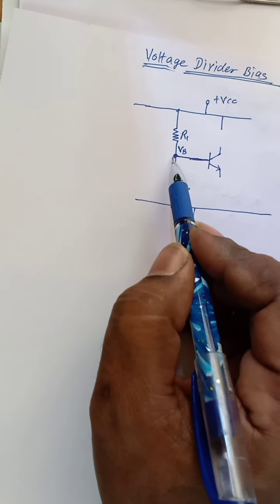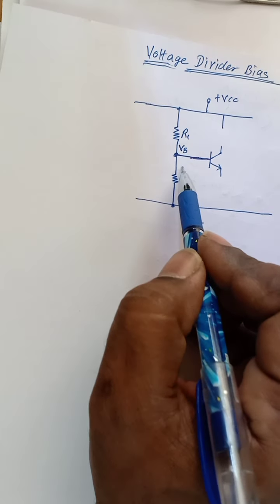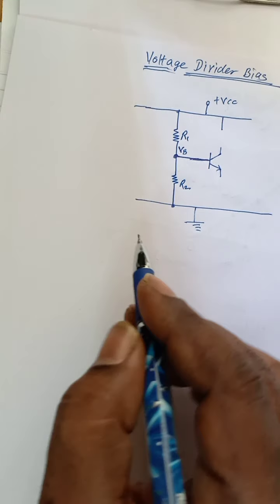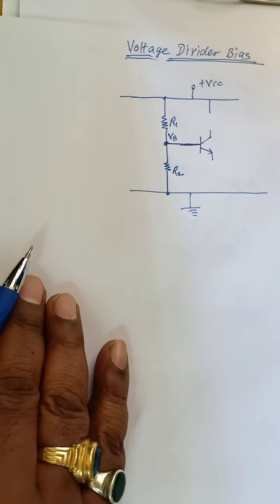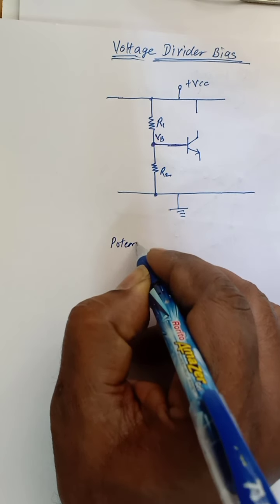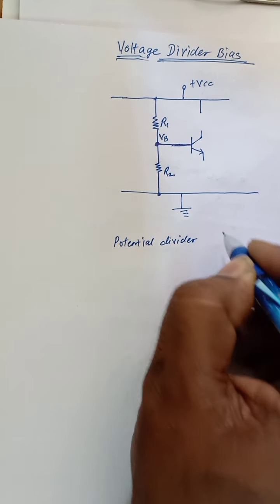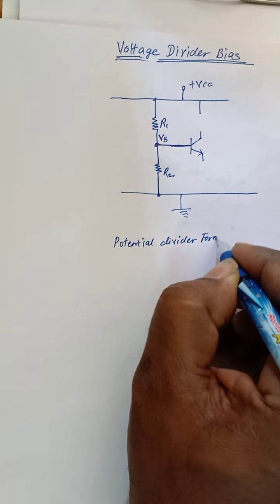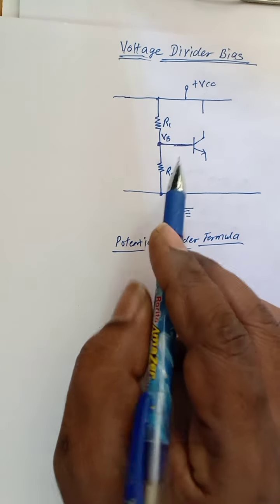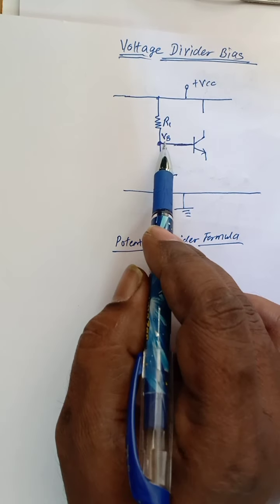Okay, so this voltage is applied to the base of a transistor, so it is named the base voltage VB. This VB voltage is the voltage across R2, and according to the potential divider formula, we can find the voltage across R2. Voltage across R2 is VB.